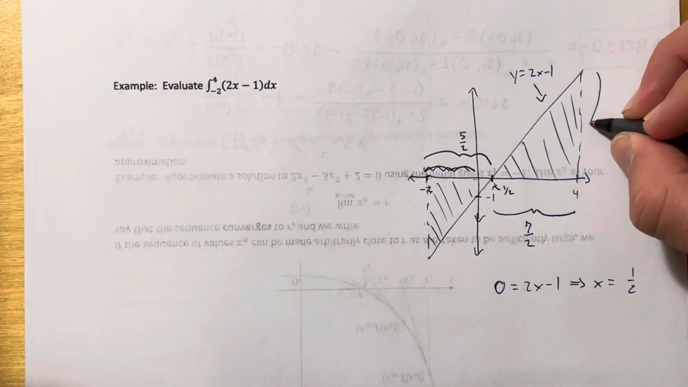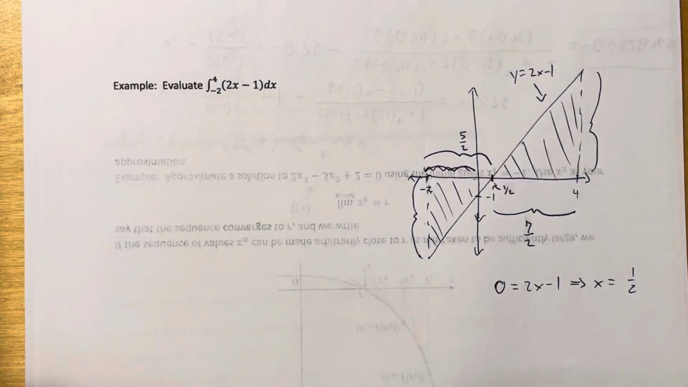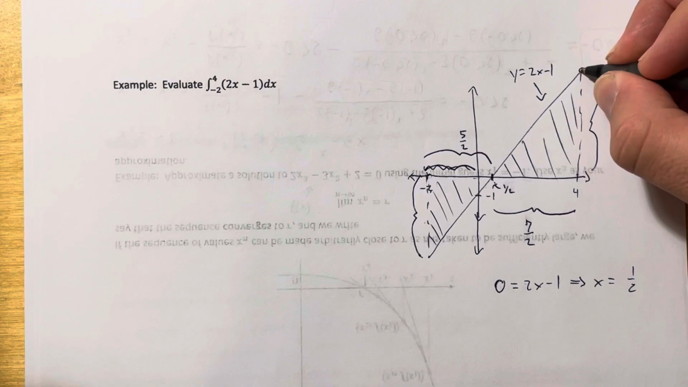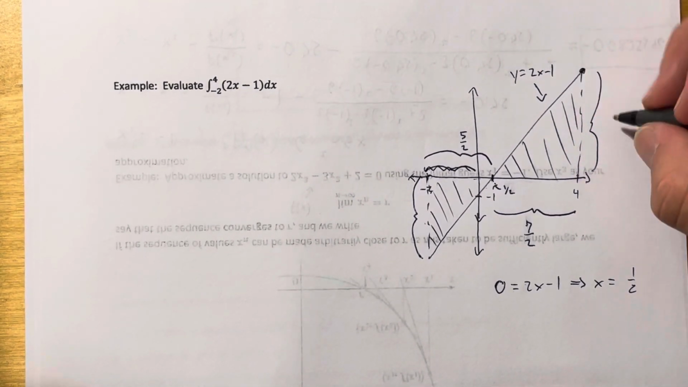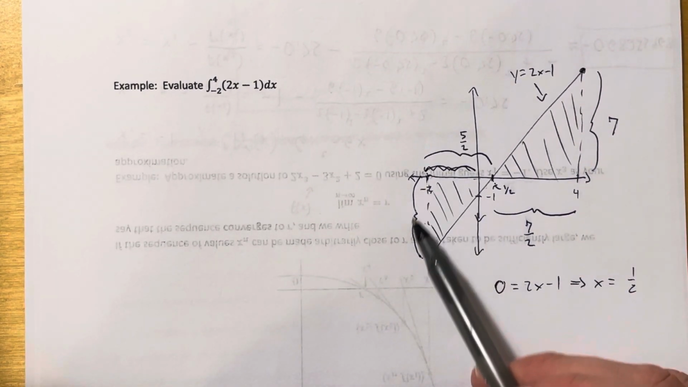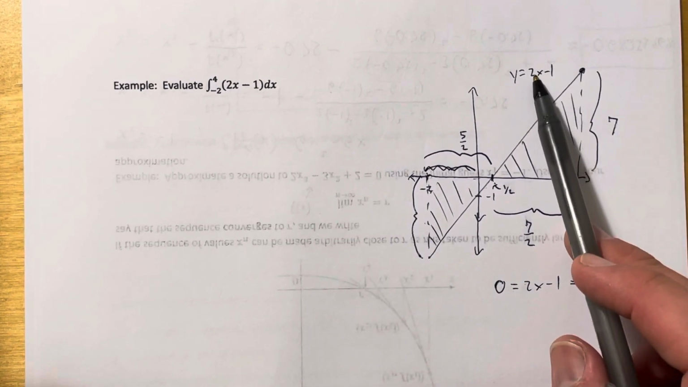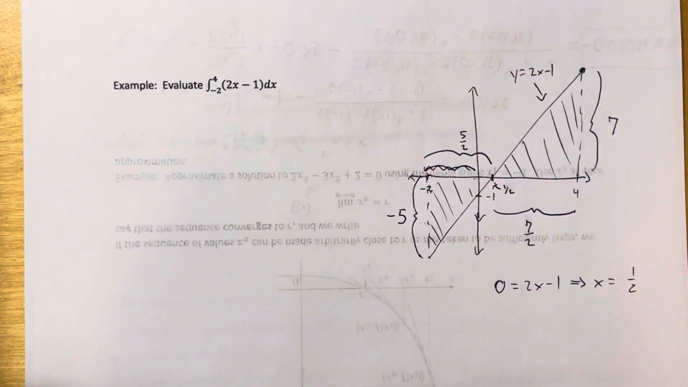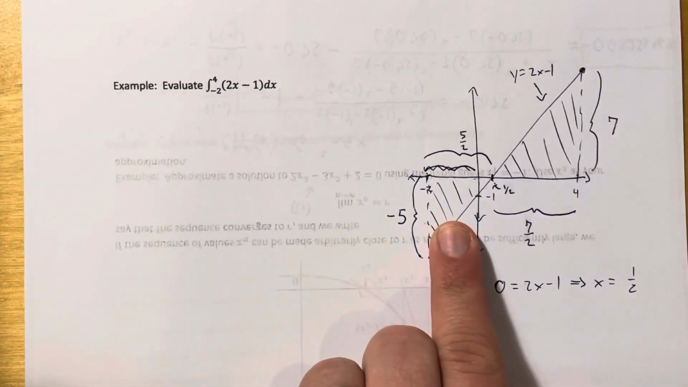What about the heights of these triangles? The height of this one I can find by finding the y-coordinate of this point. I just need to plug a 4 into my function. 2 times 4 minus 1 is 7. Same thing here. Plug negative 2 into this one. That is going to give me negative 4 minus 1, which is negative 5. Okay? So now, if I think of that as negative, that's what's going to give me a negative area here.